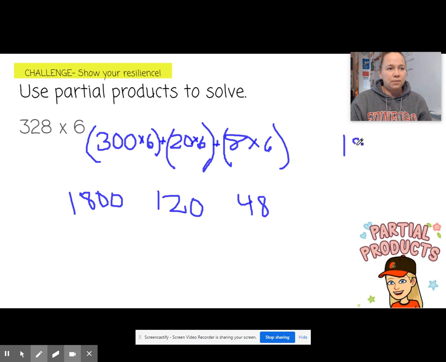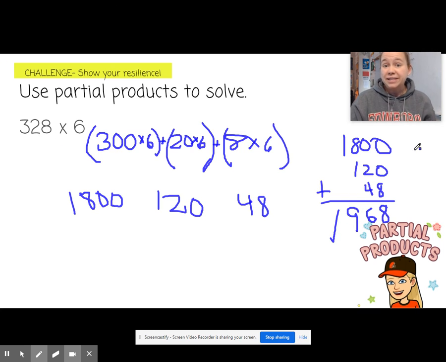Let's see. This one I'm going to write over to the side for sure. Make sure you line those place values up. All right. 0 plus 0 plus 8 is 8. 0 plus 2 plus 4 is 6. 8 plus 1, 9, and 1. So 328 times 6 is 1,968.